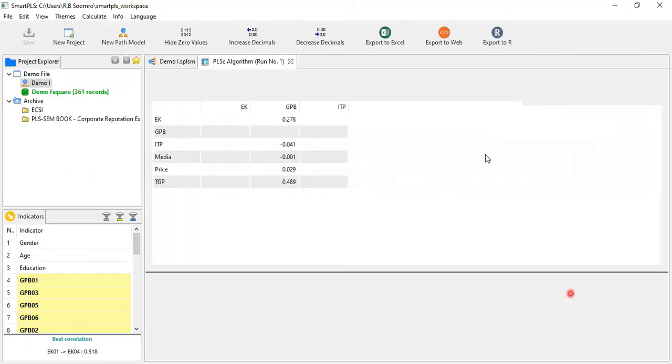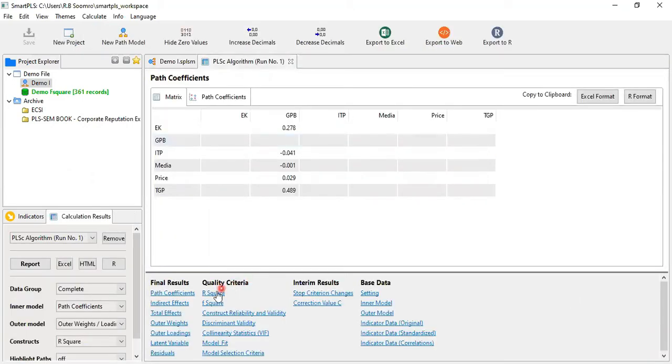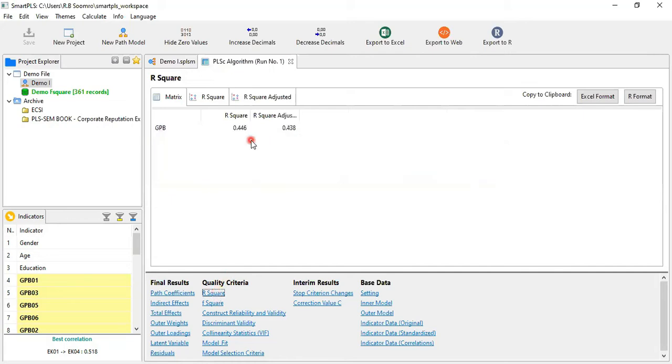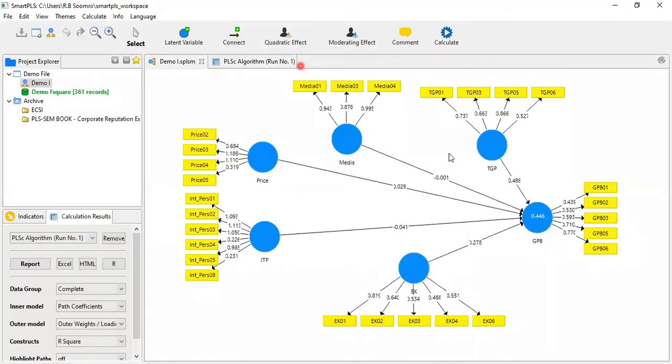Our calculations have been completed. Now, first of all, we have to find our R square. We can find the R square here, which is 0.446. There is a substantial contribution of all the independent variables in the dependent variable. The green purchasing behavior is our dependent variable, and that is our R square.